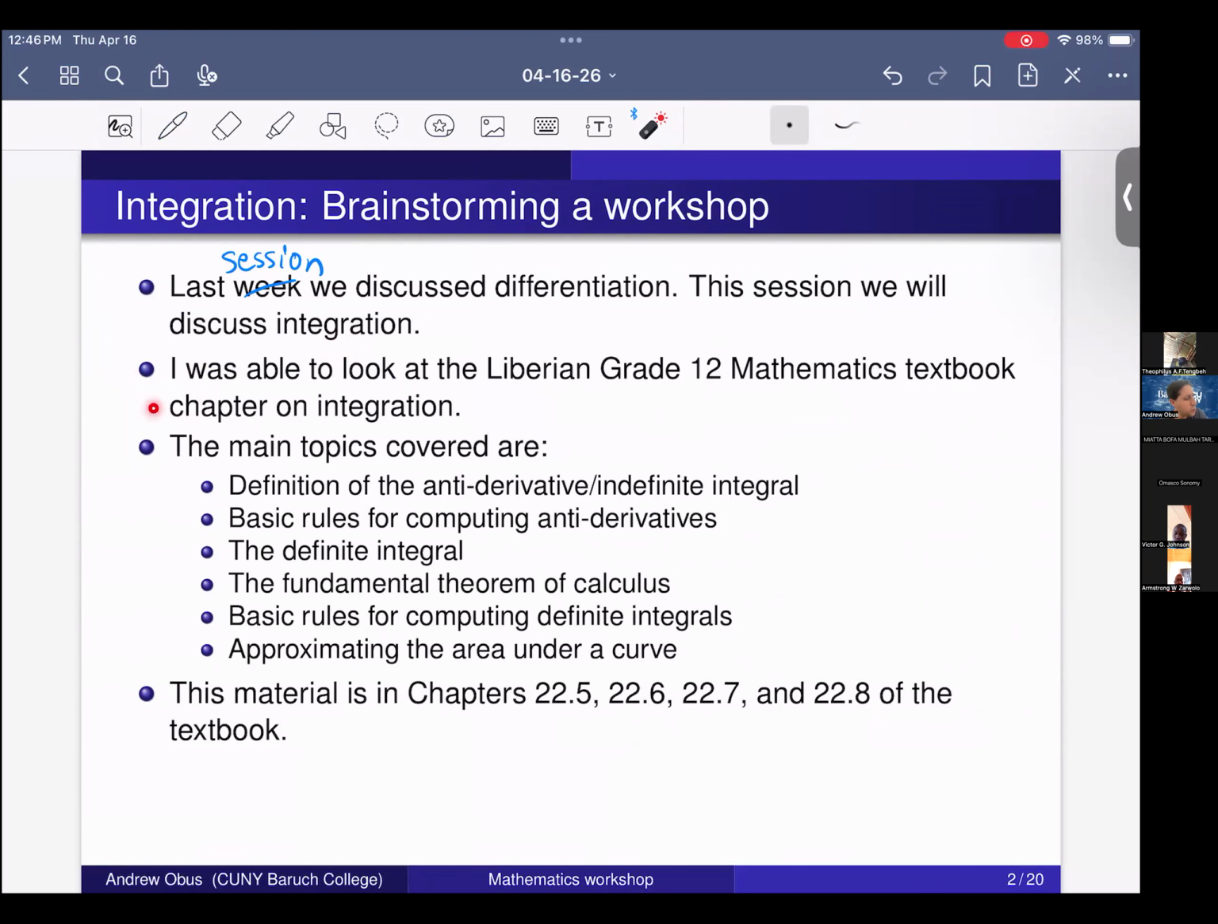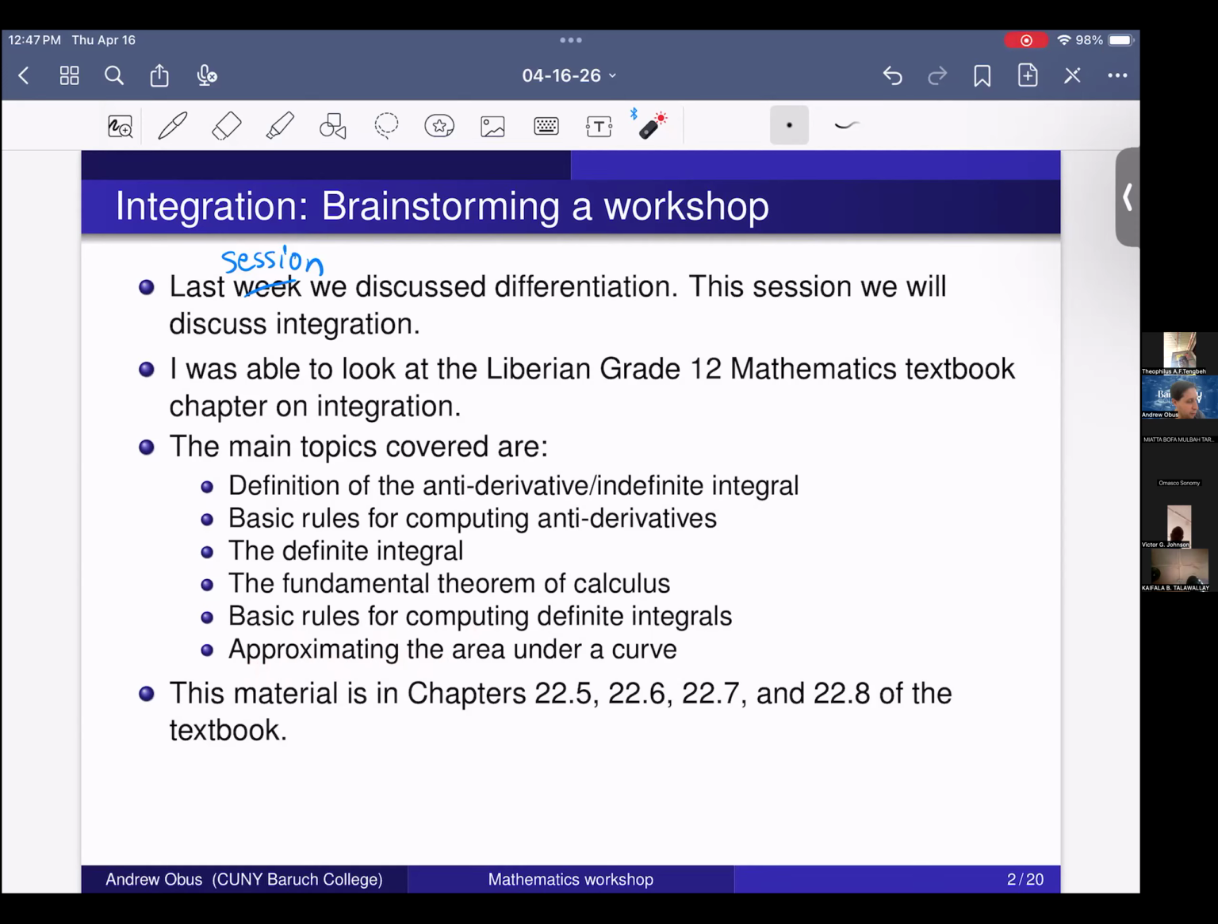I think it was Manfred Molba who sent me the grade 12 high school textbook, in particular the part that deals with integration. So I was able to look at this to see what about integration we are expecting a high school student to learn in a small calculus unit at the end of a high school math curriculum. The main topics covered in this textbook are the definition of an antiderivative or an indefinite integral, some basic rules for computing antiderivatives, the definite integral and what that means, the fundamental theorem of calculus, some basic rules for computing definite integrals, and last, approximating the area under a curve.